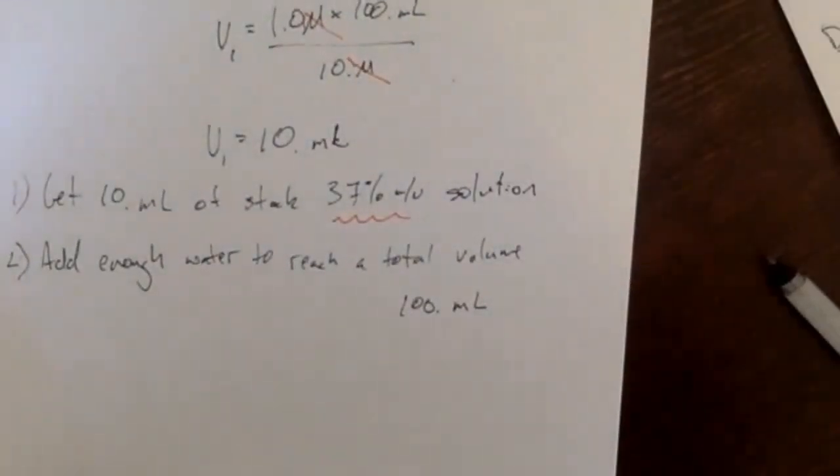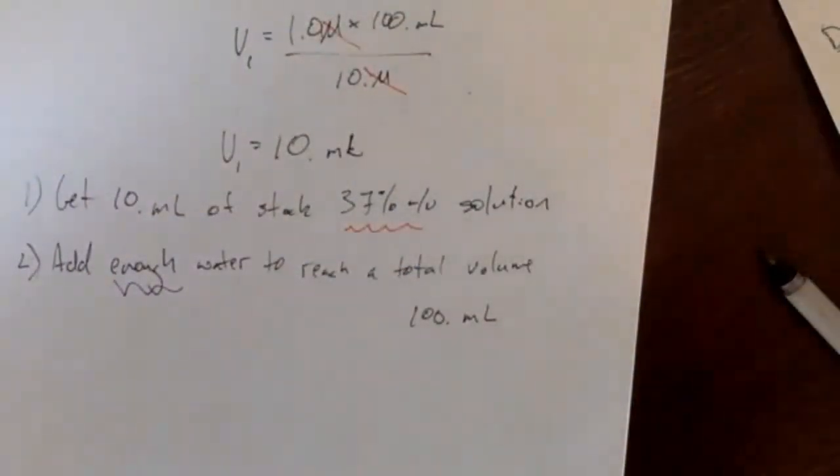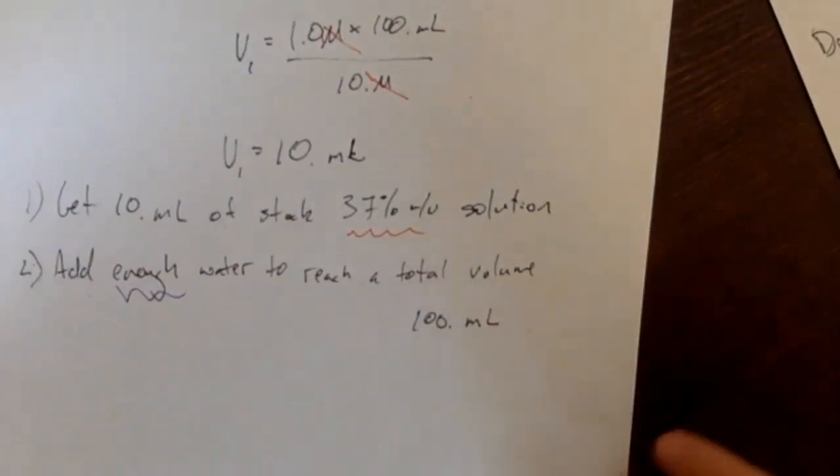And again, that word, enough. You're not going to add 90 milliliters. 10 molar HCl is very concentrated. It's doing some funny things in that solution. You're going to need to add more than 90 milliliters, because there's going to be some chemistry going on that we'll get to later this semester.